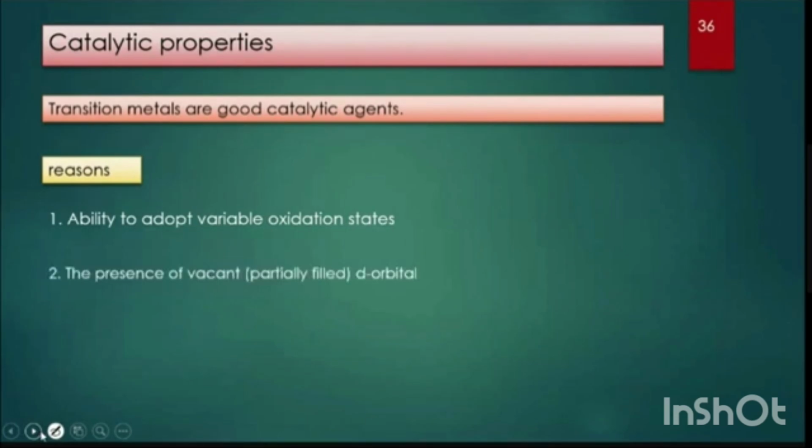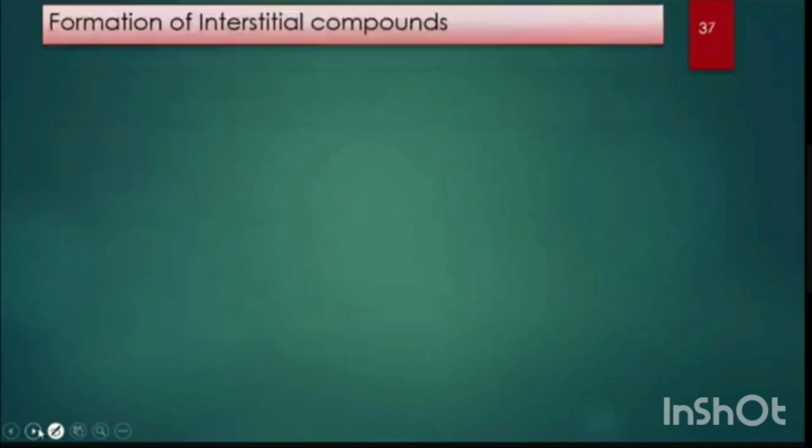The second reason is the presence of vacant or partially filled d orbitals. This is also very helpful in the formation of bonds. That is why they can be used as catalysts. The last reason is they have a tendency to form complex compounds. Already we have discussed this. Transition metals form a number of complexes. This is also one of the reasons why they are widely used as catalysts in various chemical reactions.